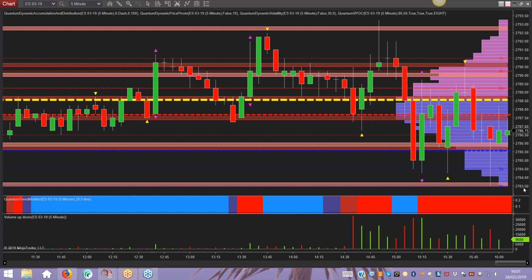If we see a break and hold below that level to the downside, is that good enough for me? How many points do I consider to be good enough? Is it 1, 2, 3, 4, 5? What is it? It all depends how the candle is shaped.